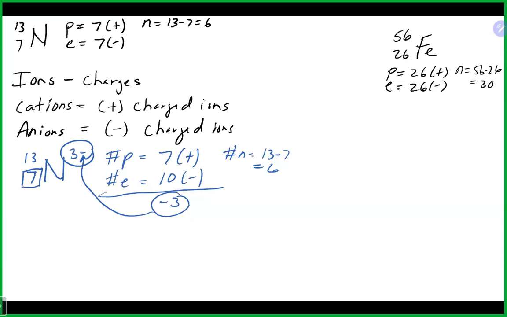And this guy is negatively charged. This is what is known as an anion because it has a negative charge. And anions are made by gaining electrons.